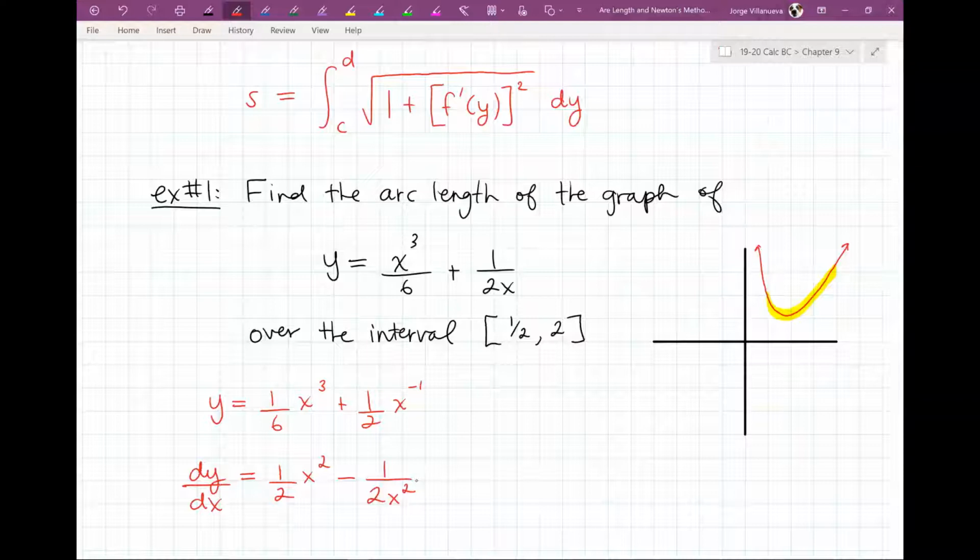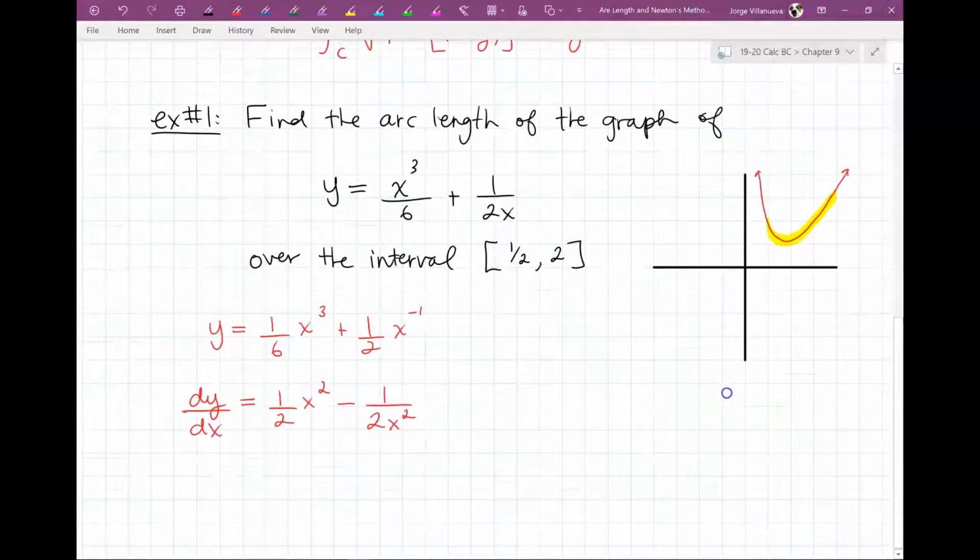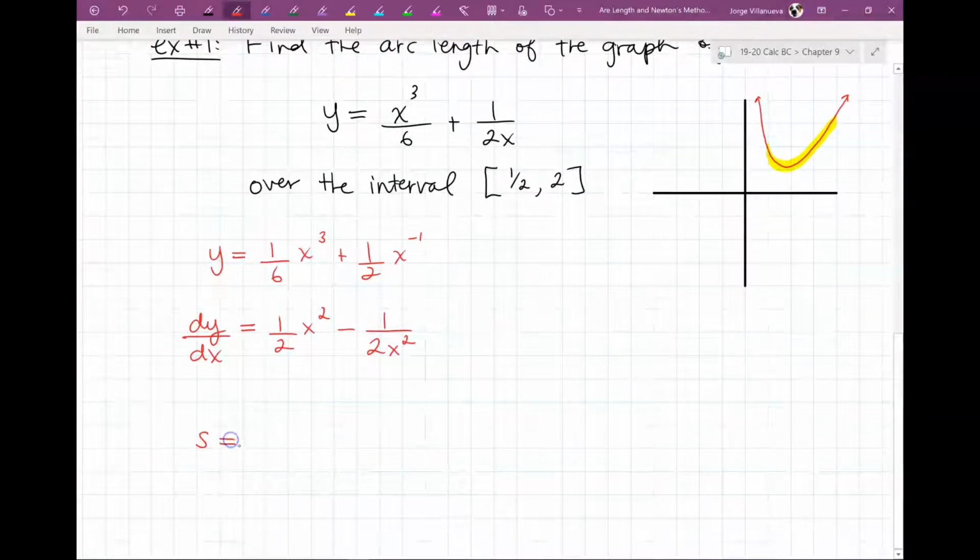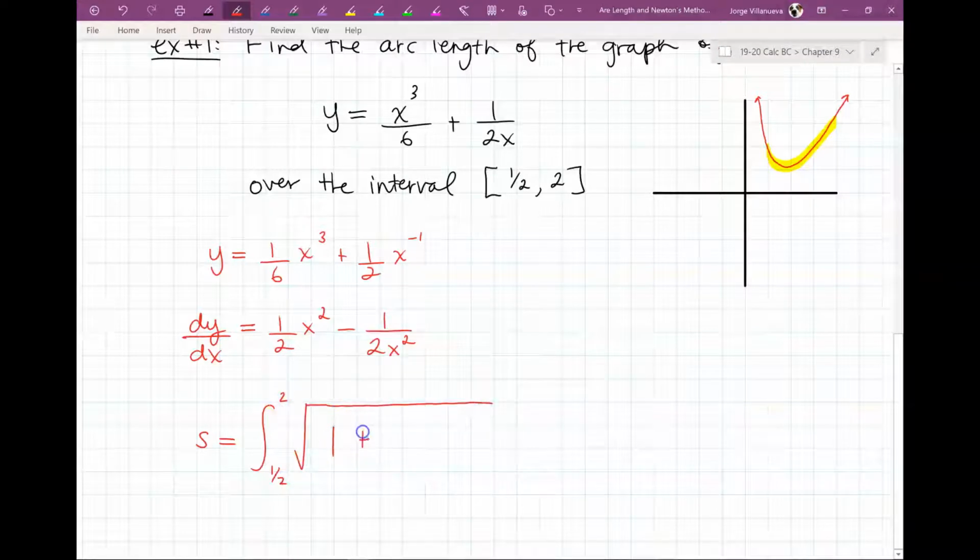Okay, so all I'm going to do now is put this into my calculator, but let me write the equation first. S is equal to the integral from 1/2 to 2 of the square root of 1 plus, and then f prime of x is (x squared over 2 minus 1 over 2x squared) squared dx. And now is when you guys are going to use your calculator. I'm going to pause this and give you a little bit of time to do that.